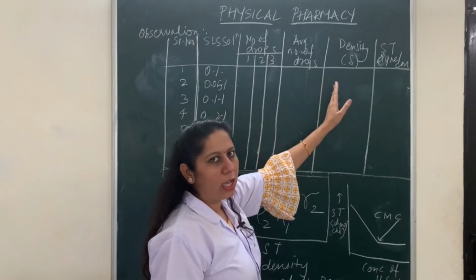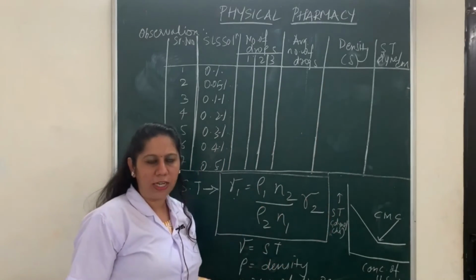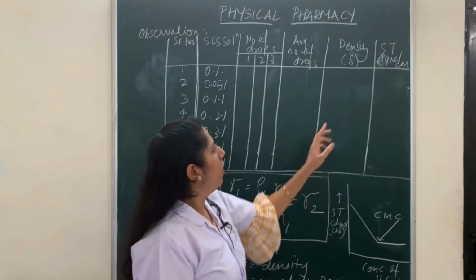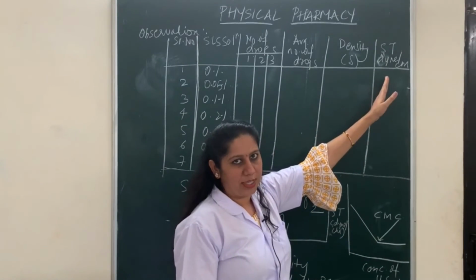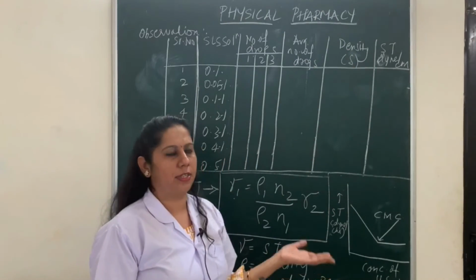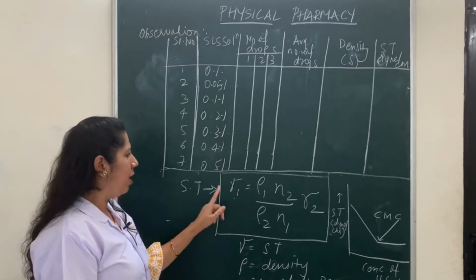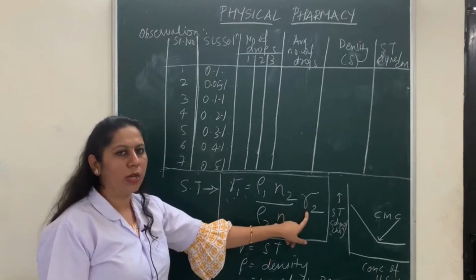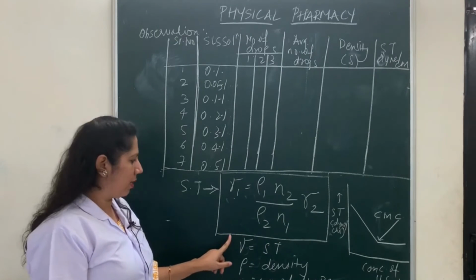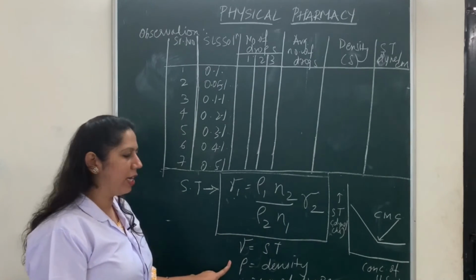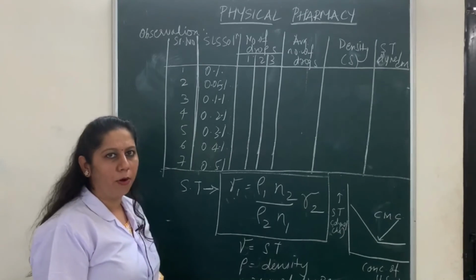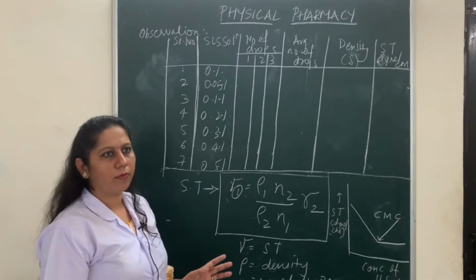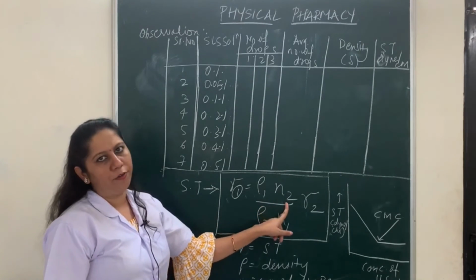You have to determine the density of each solution with the help of the pycnometer or the specific gravity bottle, that is, you have to determine the mass by volume, and from that you will get the surface tension. So, how will you get the surface tension? For that you require the formula gamma1 = (rho1 N2 / rho2 N1) x gamma2. What are these terms? Gamma indicates the surface tension, rho indicates the density, and N is the number of drops. The subscript 1 is for the liquid under study and the subscript 2 is for the water.